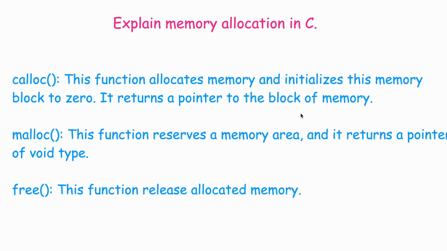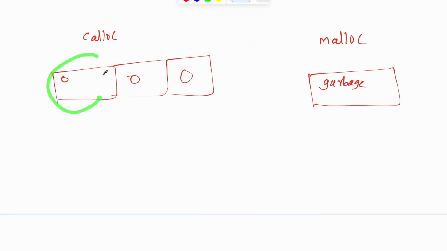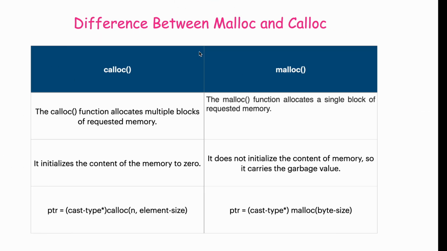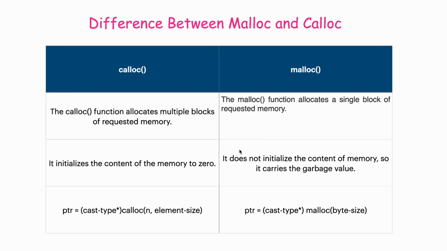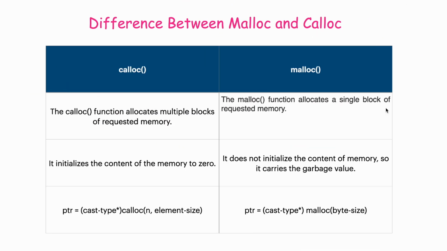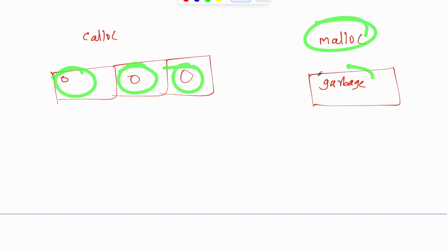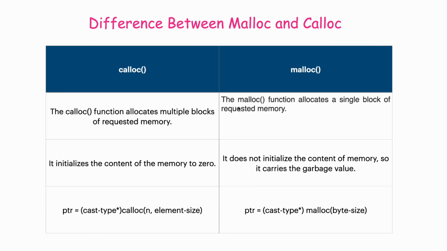Right, now let's check in depth. Calloc and malloc, what is the difference? The first one is that the calloc function allocates multiple blocks of memory, but malloc allocates a single block of memory. So here we see for malloc we got only a single block. Then calloc initializes the content of memory to 0, whereas malloc returns a garbage value. Each block is initialized with 0 in calloc, whereas in malloc a single block is allocated with a garbage value. And the third point is syntax.